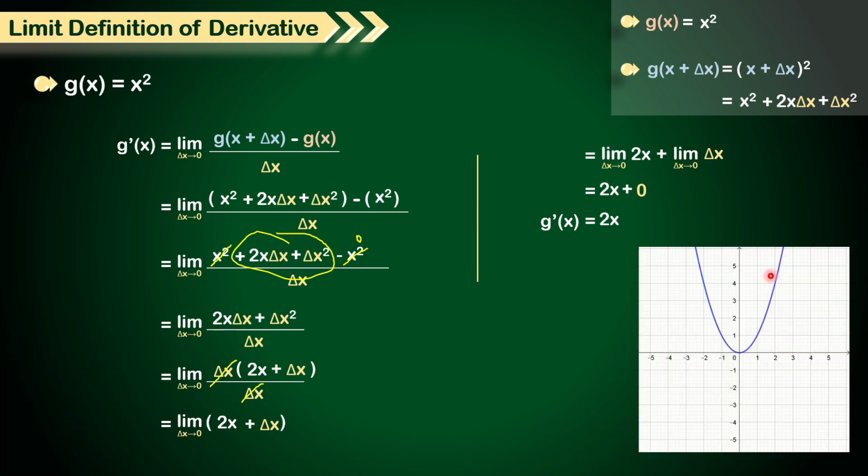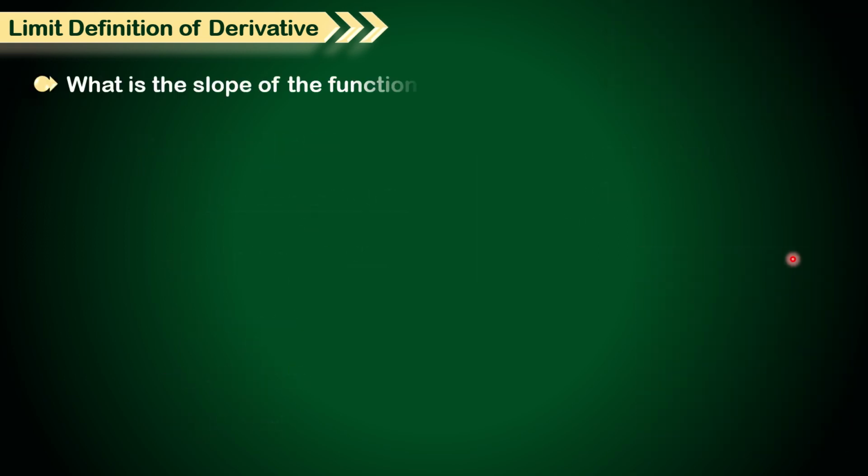This means that we can find the slope of the function at any point on it using this derivative. Take for example, what is the slope of the function at x is equal to 1?